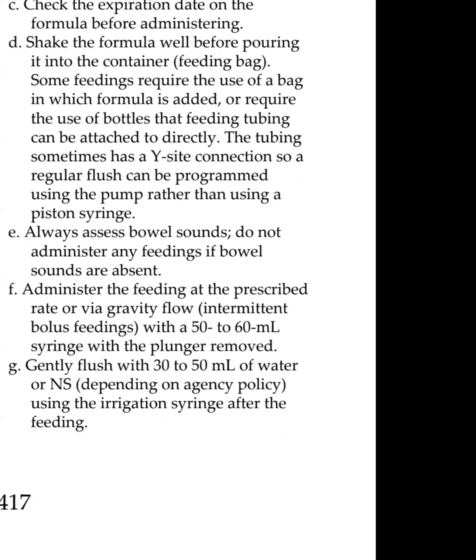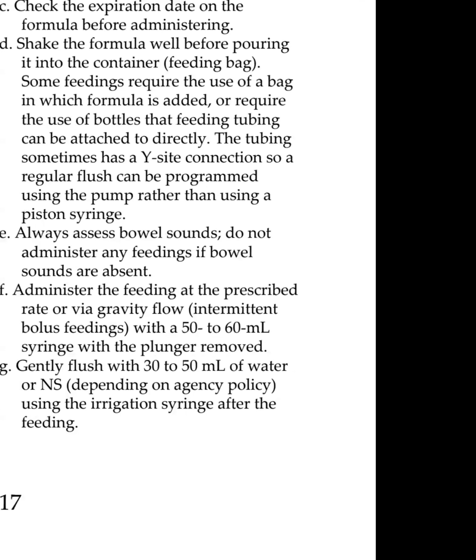Use a 50 to 60 ml syringe with the plunger removed; underline plunger removed. We also give 50 ml in the same way. Gently flush 30 to 50 ml of water or NS depending on the agency policy. Once the feeding is complete, add 30 ml normal saline to irrigate the feeding tube.